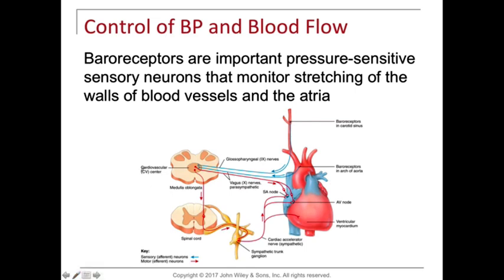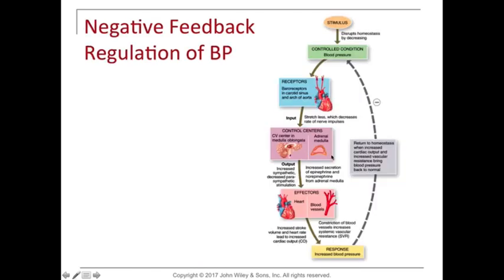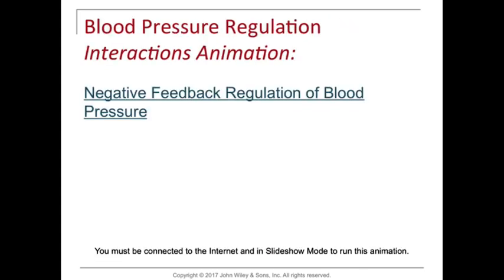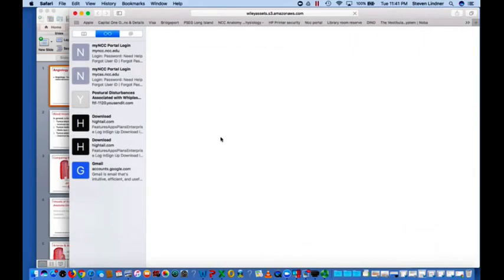Baroreceptors, these are important pressure-sensitive sensory neurons that monitor the stretch that takes place within the walls of the blood vessels. So we have one here. Baroreceptors in the carotid sinus and also in the arch of the aorta. Very important. Negative feedback, regulation of blood pressure, pretty much self-explanatory. But let's take a look at the video, put it together for us.